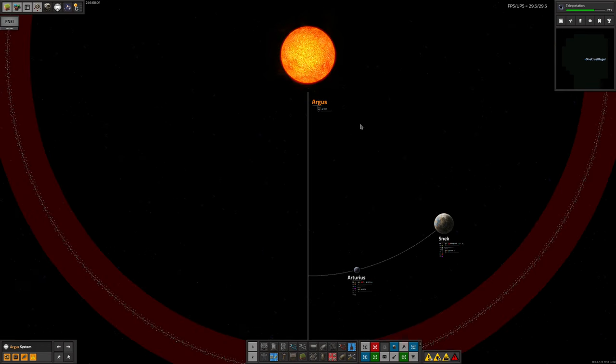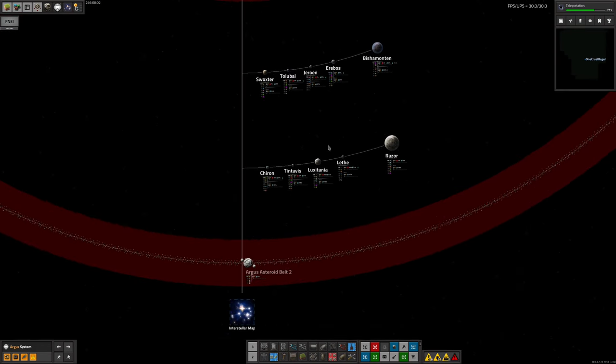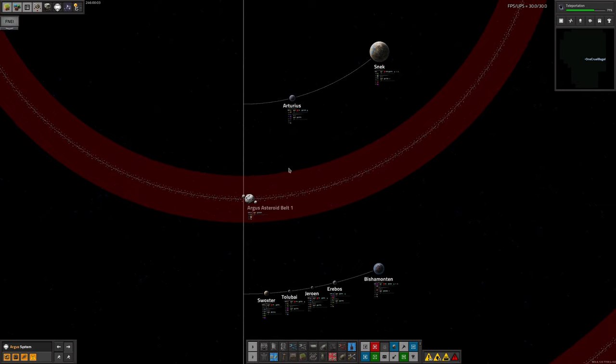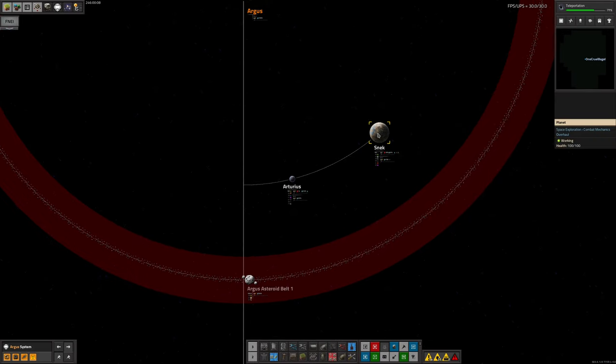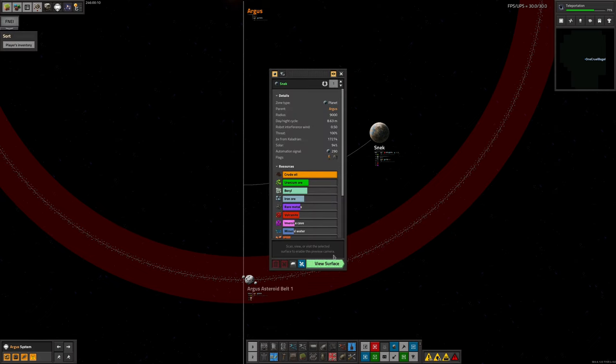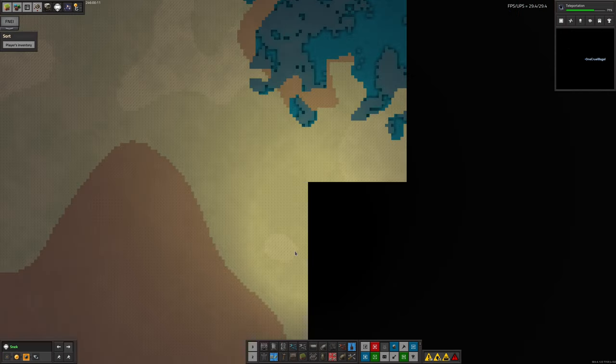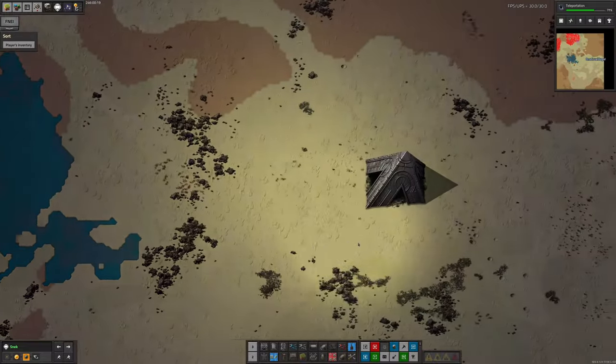So first we headed over to Argus, and it turns out there's quite a lot of planets here, and a couple of them had pyramids on them. So we dropped down on the planet of Snek, where there's a pyramid. We went in there very, very quickly, dealt with it. Now we've deleted the surface again to save on save file size, but if I redraw it, we can see that down here there is in fact a pyramid.